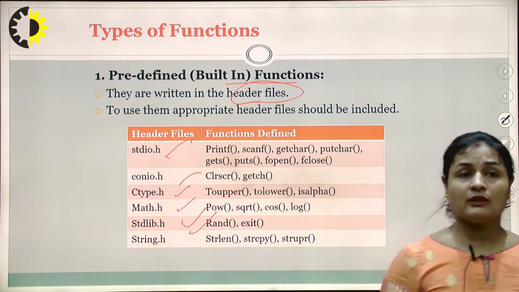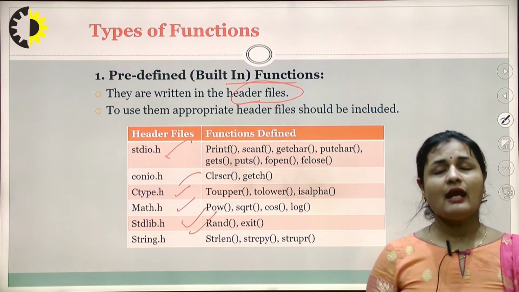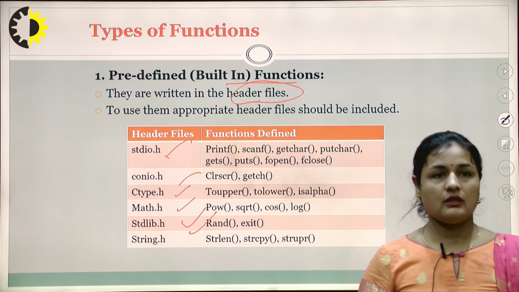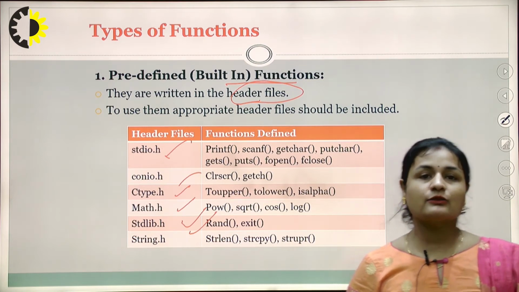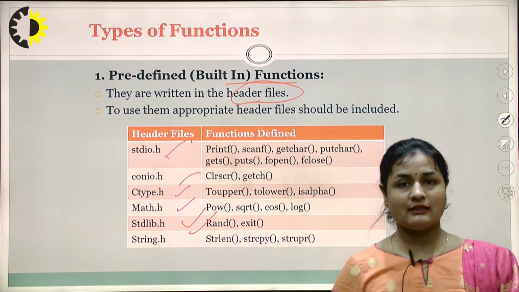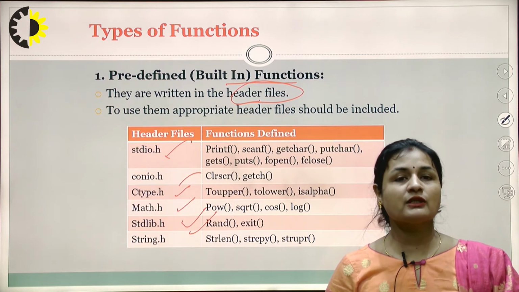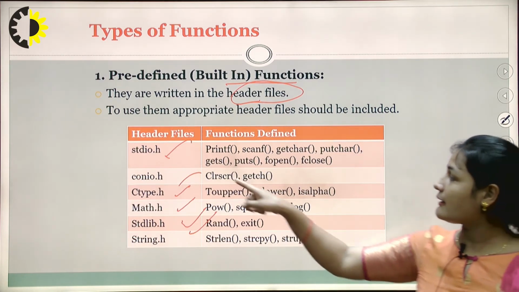These functions are known as predefined functions, which are already defined in the C library, and we just use these functions. To use them, the appropriate header files should be included. When we want to use these functions that are predefined in the C library, then we must include the header files before using these functions. So these are the header files.